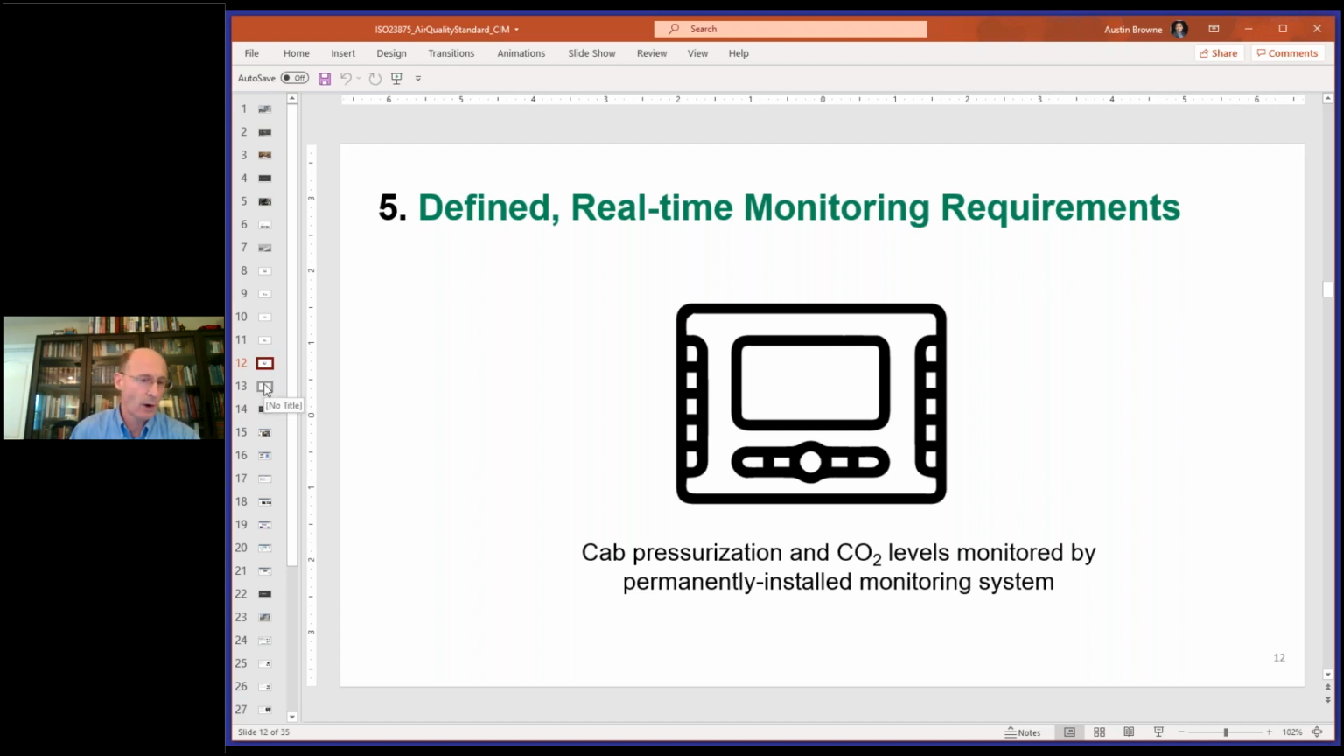Real-time monitoring is a requirement in the cab in order to have certification. Obviously, if you're going to maintain air quality, you have to know what the air quality conditions are on an ongoing real-time basis, and that's the reason the monitoring requirement is in the standard.